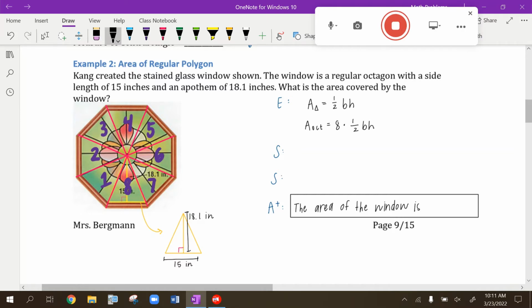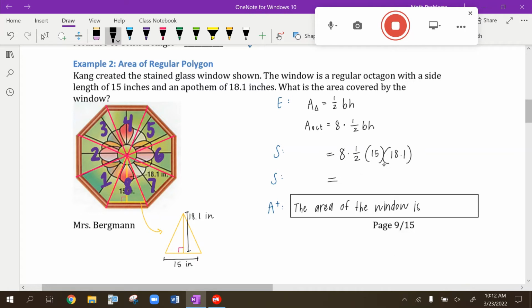Now, in order to find the area of the triangle, I need the base and the height. In this example, I redrew the triangle here. I see that the side of the triangle is 15, the side of the window, so that means the base of the triangle is 15, and the height of the triangle is 18.1. Now, I can plug that in, so I use substitution. The base is 15, the height is 18.1. Remember, those are perpendicular to each other, so I can use them for base and height.